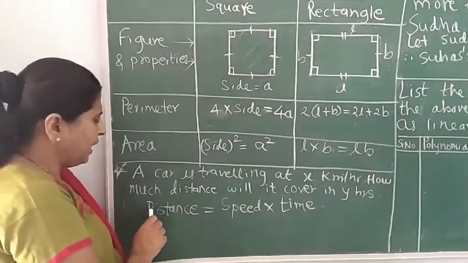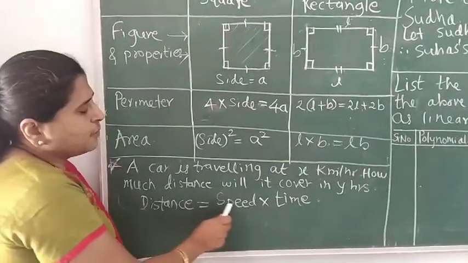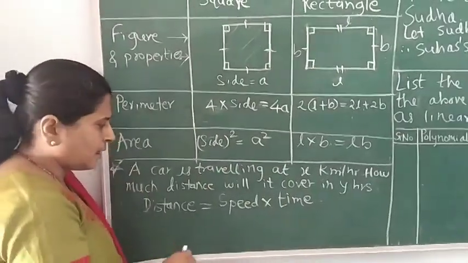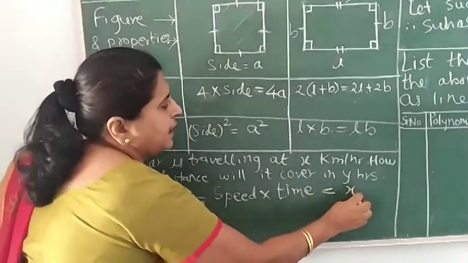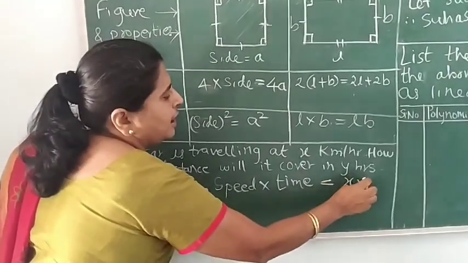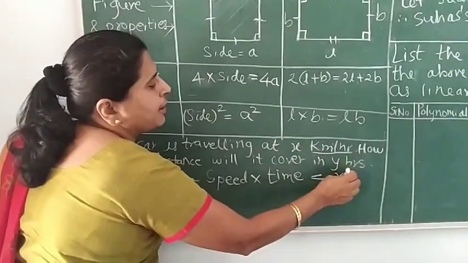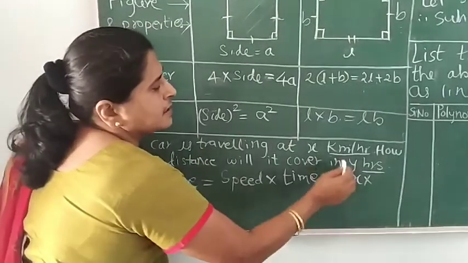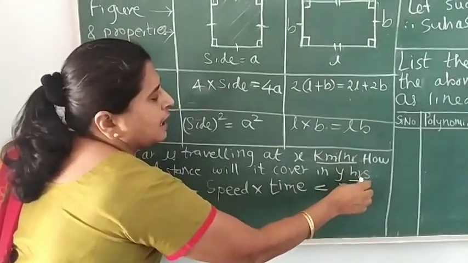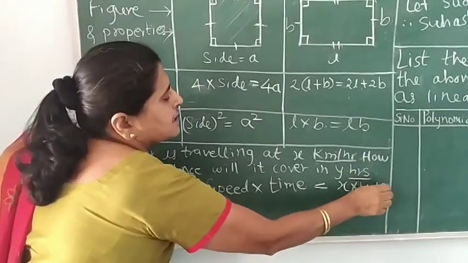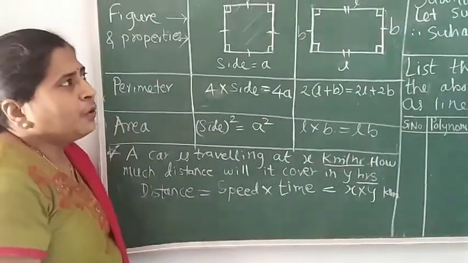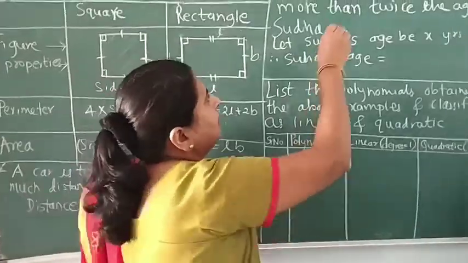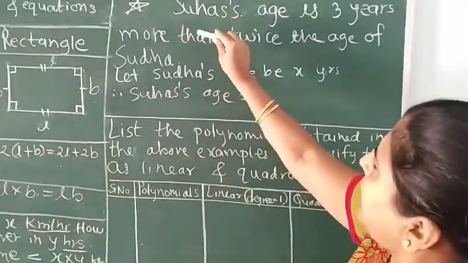As we know this formula, distance is equal to speed into time. To find the distance, what is the speed? Speed is x, and what is time? Y hours. So when the speed is in kilometer per hour and time is in hours, it is x into y. The hours will get cancelled and the distance will be x into y kilometer. Now let's take one more example related to age.